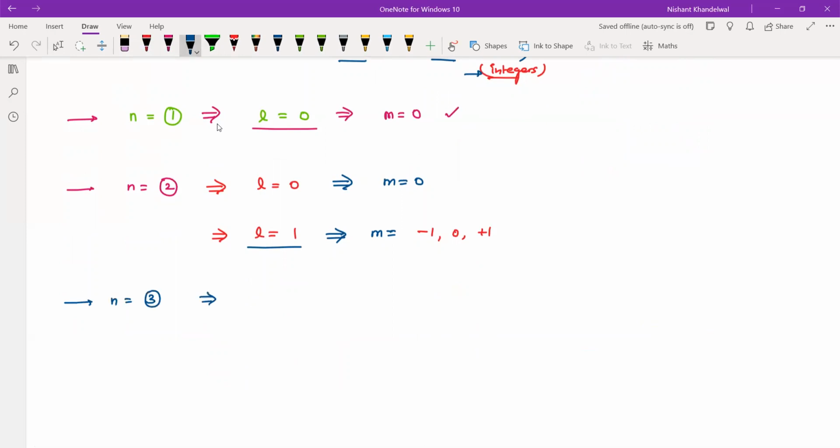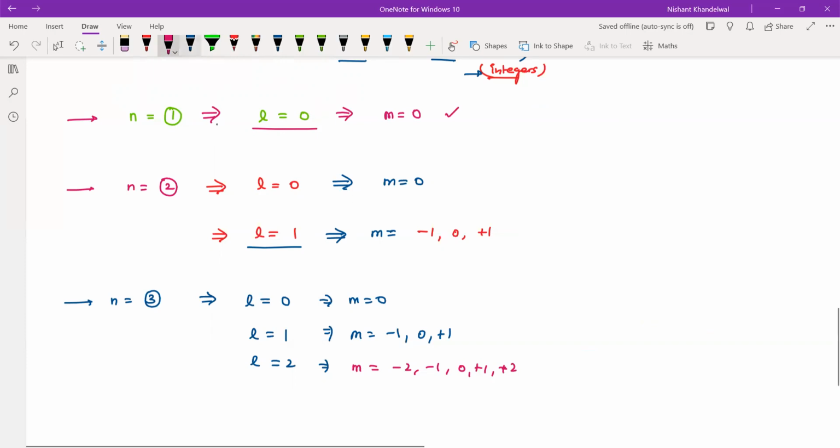Now, this you have to do yourself. You tell me and I will write. So L can be 0, 1, or 2. Very good. For L equal to 0, m is 0; for L equal to 1, it is minus 1, 0, or plus 1. And for L equal to 2, it will be minus 2, minus 1, 0, 1, and 2. Wow, excellent. So this is all about quantum numbers. You have done almost the major part.